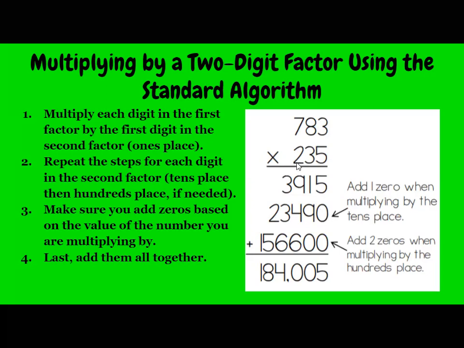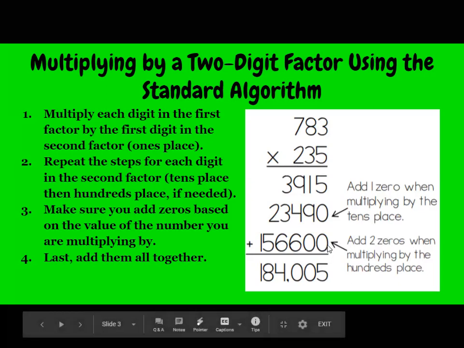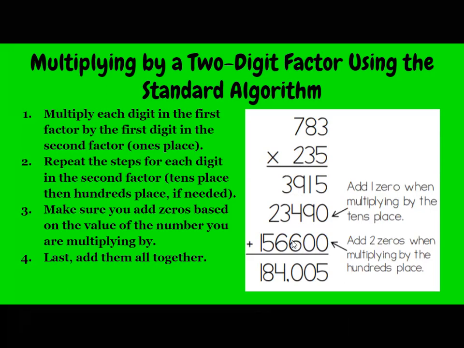Since we do have a digit in the hundreds place, we're now going to multiply by the hundreds. This time we have to add 2 zeros because we are multiplying by the hundreds place. Once we put our 2 zeros, we can start multiplying. 2 times 3 is 6. 2 times 8 equals 16, so 6 and carry the 1. 2 times 7 is 14, plus 1 is 15, and there we go.